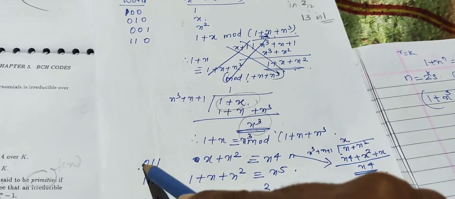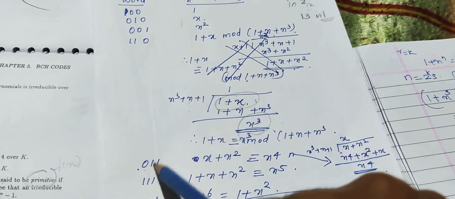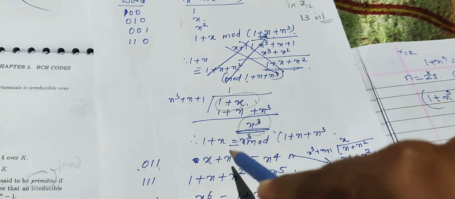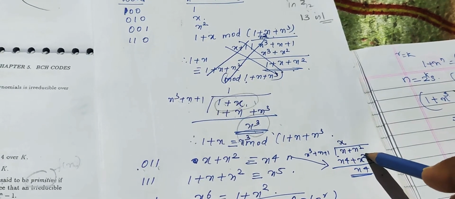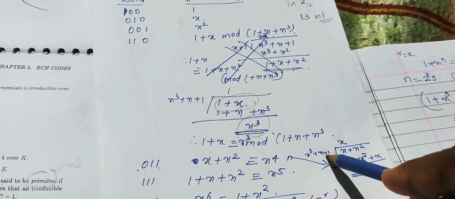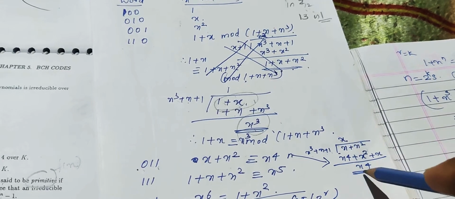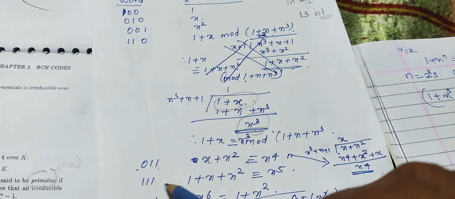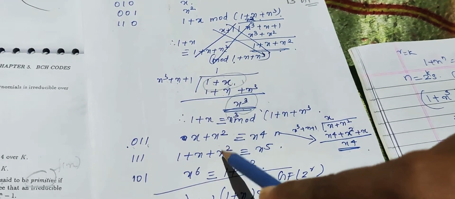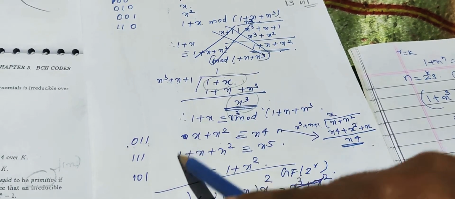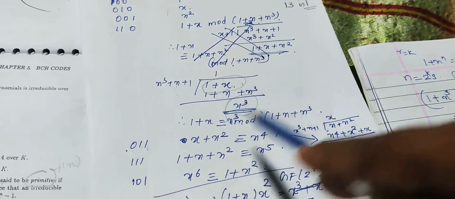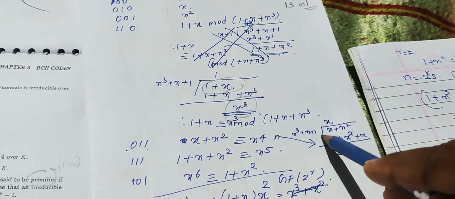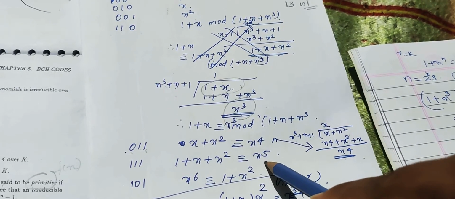Clear? And the next element 0 1 1 is x plus x square. Similarly, x plus x square is divided by x cube plus x plus 1, so we get the remainder x raised to 4. And similarly 1 1 1 is 1 plus x plus x square, which under modulo, this polynomial is divided by x cube plus x plus 1. We get the remainder x raised to 5.